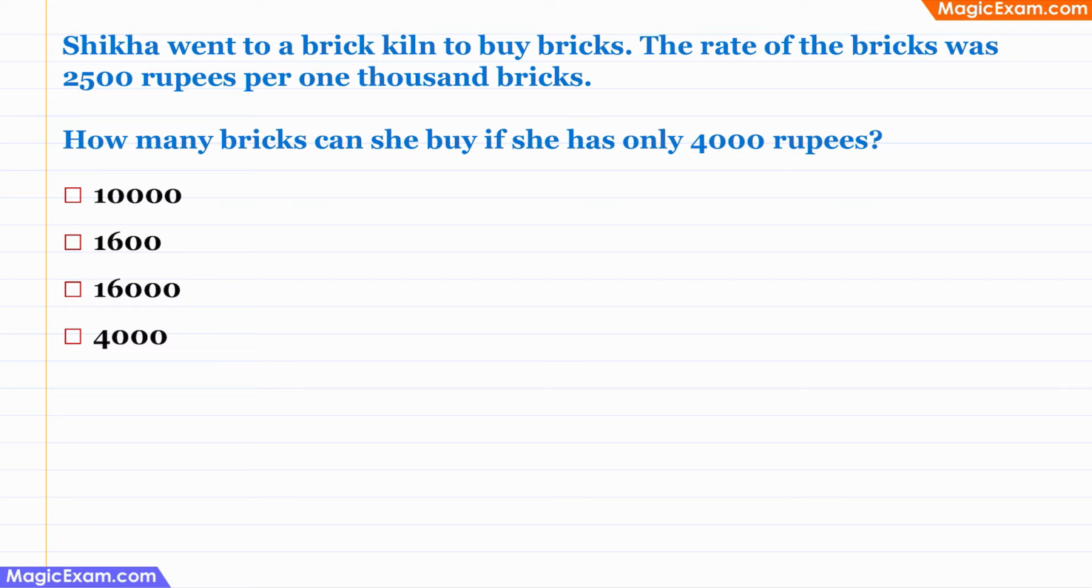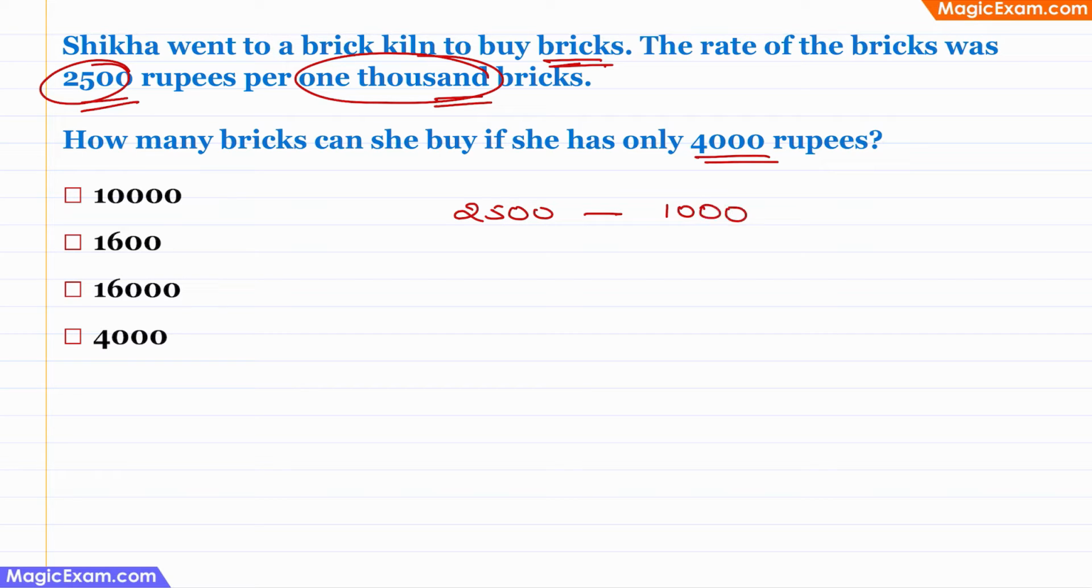Shikha went to a brick kiln to buy some bricks. The rate for the bricks was 2500 rupees per 1000 bricks. So how many bricks can she buy if she has only 4000 rupees? So for 2500 rupees, she could buy 1000 bricks. And for 4000 rupees, how many bricks can she buy? So for 4000 rupees, how many bricks?